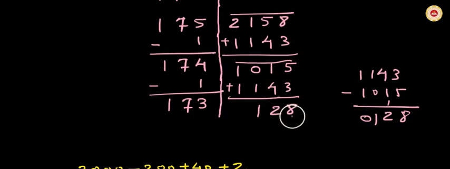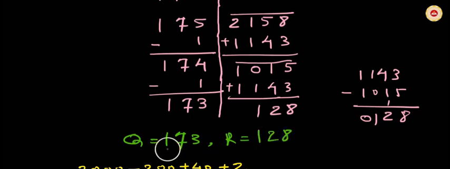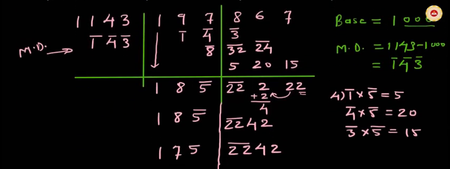Yes friends. Now remainder is positive and remainder is less than this divisor. So we are going to stop division process here. We are ready with final answer. So let us write final answer. What is quotient? Quotient is 173, and what is remainder? Remainder is 128. This is our answer. Please friends, pause the video and write these steps. It is very much important.